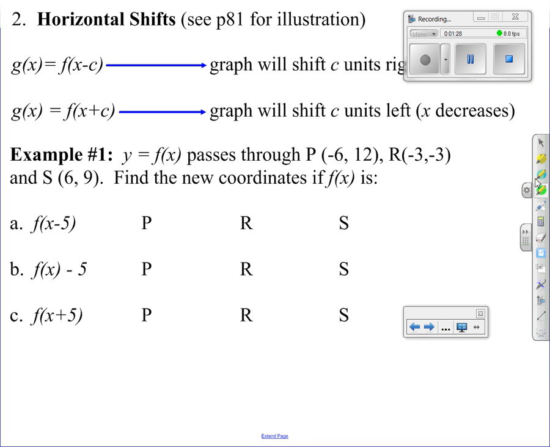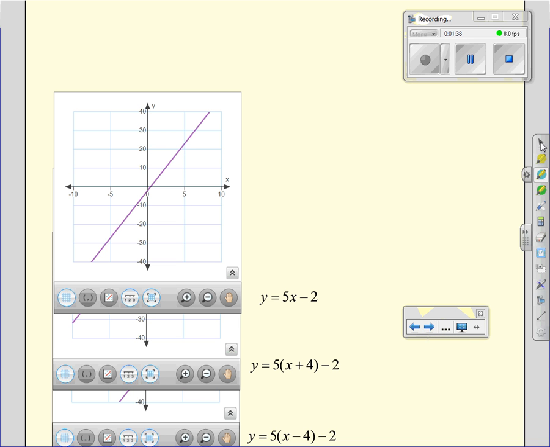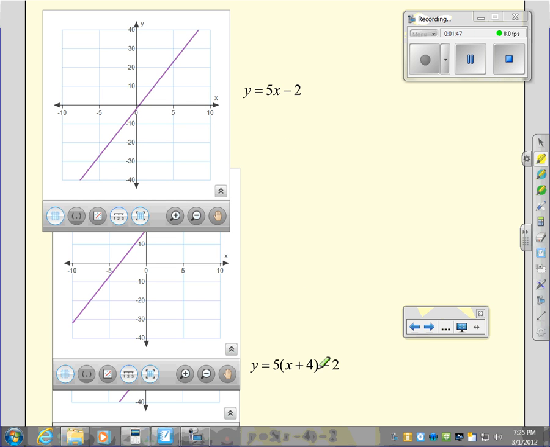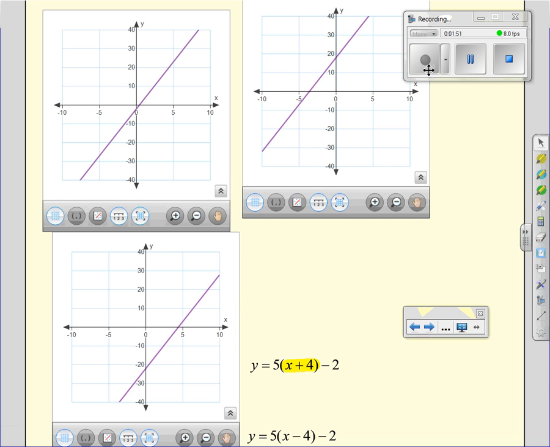Horizontal shifts are referring to the x values, and you may have heard them called phase shifts before in the context of sine, cosine, and tangent functions. With regards to the horizontal shift, let's just again take a look here. We have a line. The line is 5x minus 2. What happens to that when I add 4 to my x value? How do I compare the two graphs? So let's just get them side by side here.